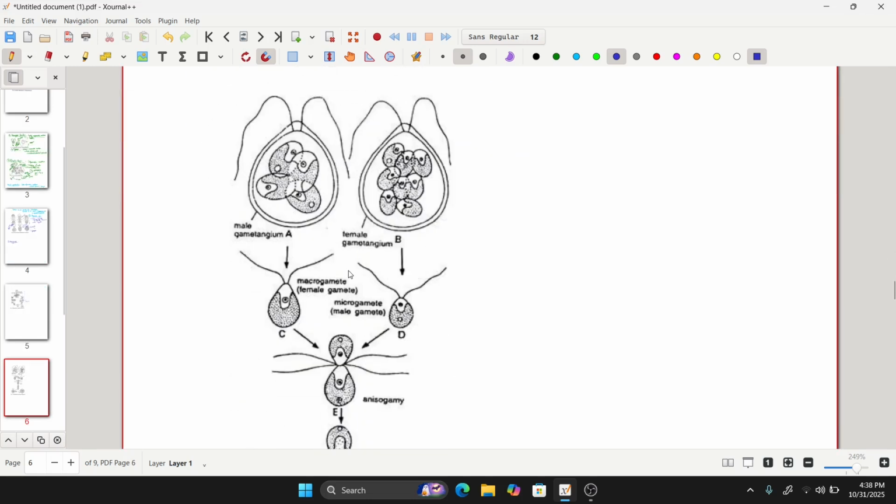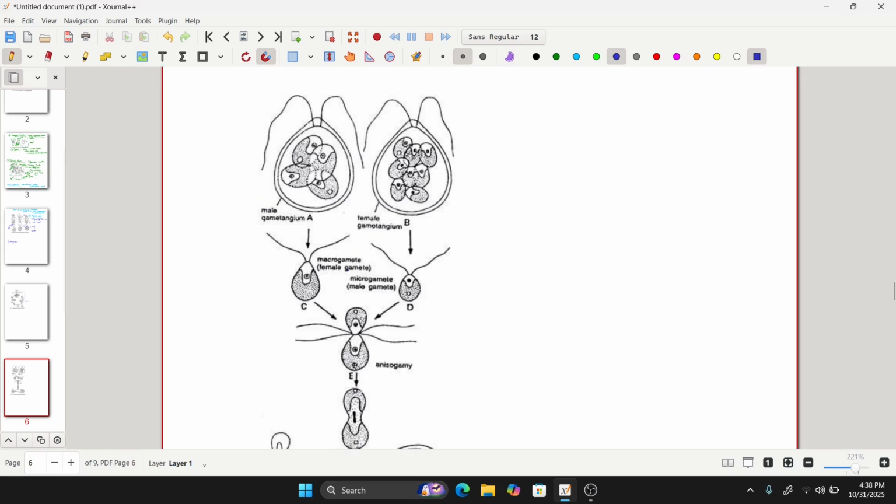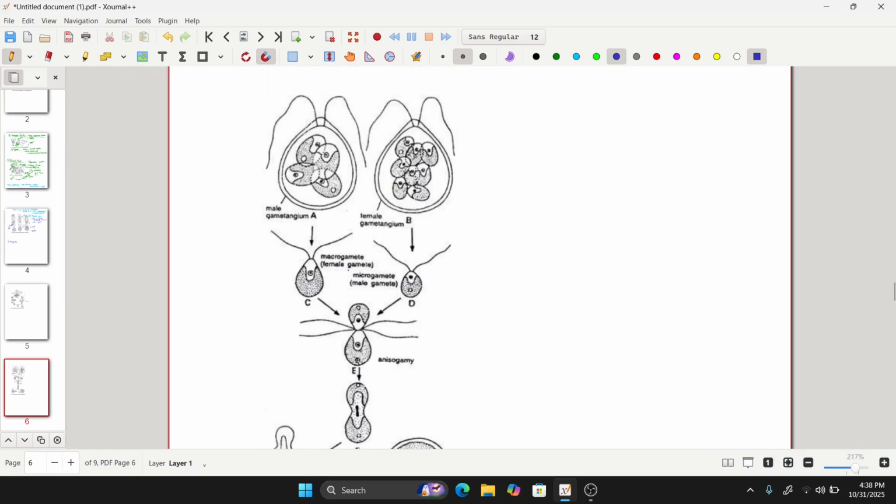Likewise, let's move to another, that is the anisogamous type of reproduction. In anisogamous reproduction, first of all, it takes place between dissimilar gametes, dissimilar in form, which are formed inside two different gametangia. First is the male gametangium. Let's talk about the male gametangium.